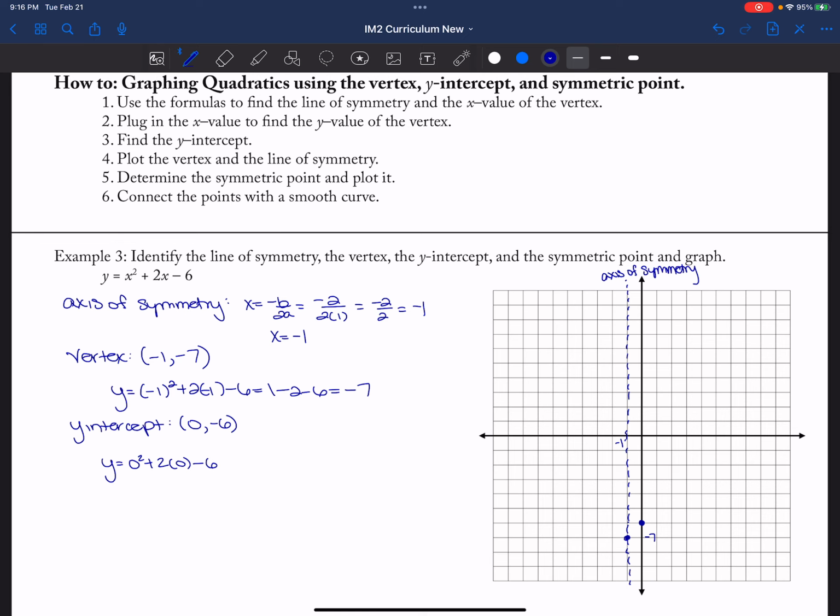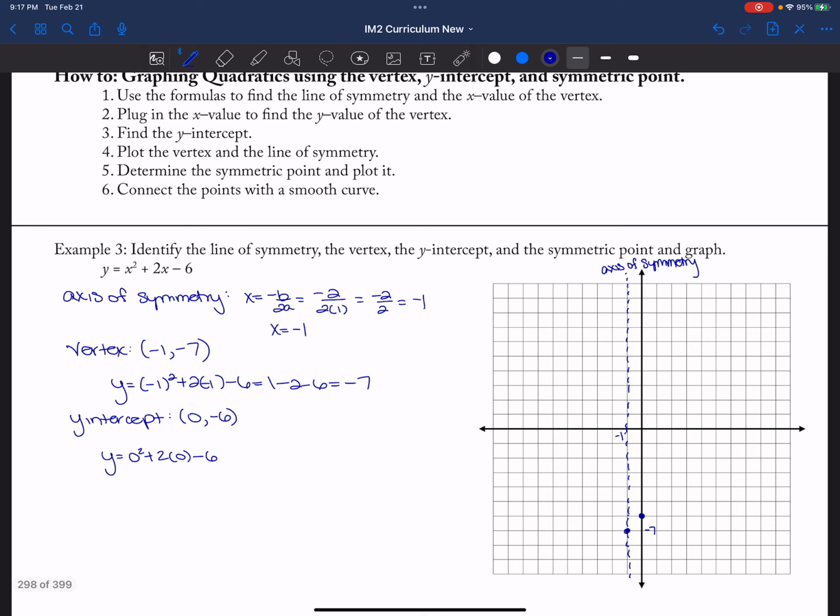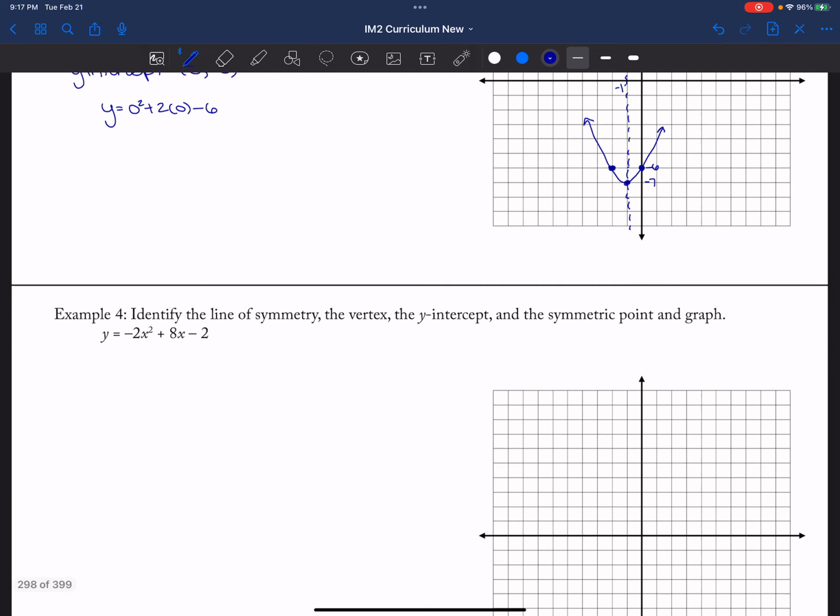Now, what I told you before is that this is symmetric across the axis of symmetry. So if I have my coordinate point of 0, negative 6 here, then I should also have a symmetric point on the other side of the axis of symmetry. Okay, so then I play connect the dots. And my graph looks something like this.